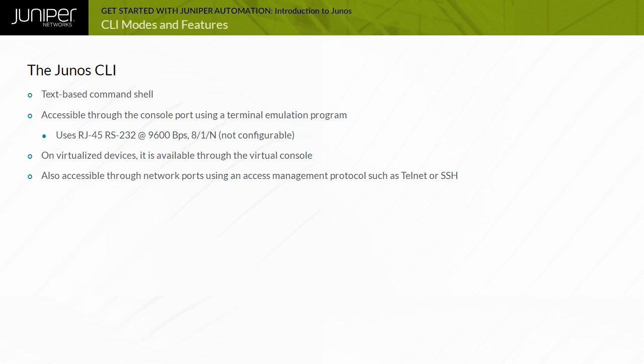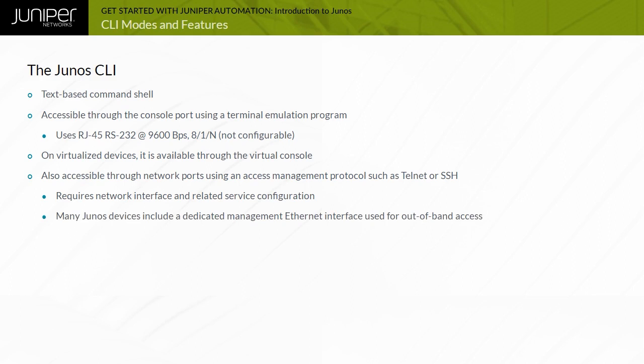Unlike the console connection, these access options require the configuration of a network port and the access protocol. Many platforms running the Junos OS also offer a dedicated management Ethernet port. This management port provides out-of-band access. Therefore, the software cannot forward transit traffic through this management port.